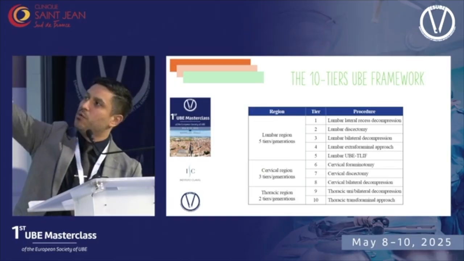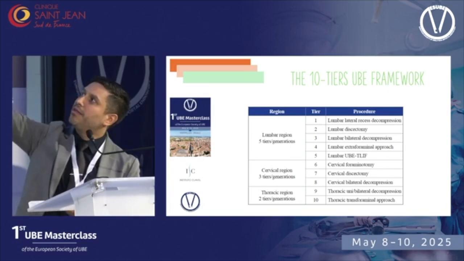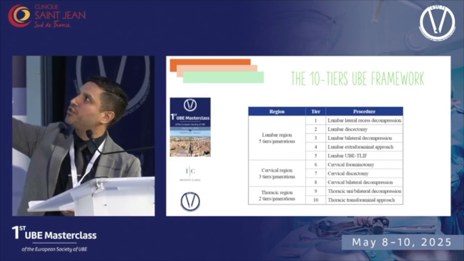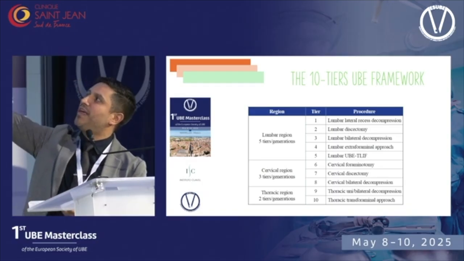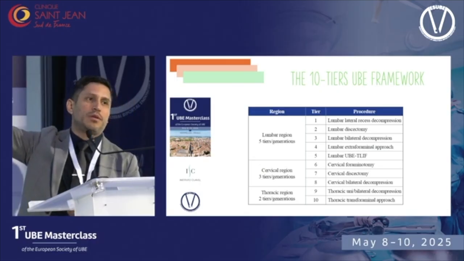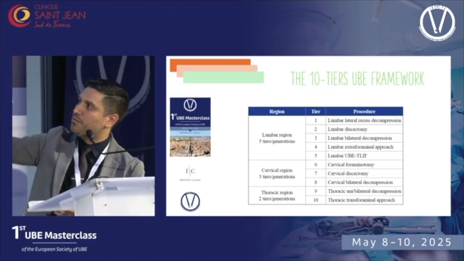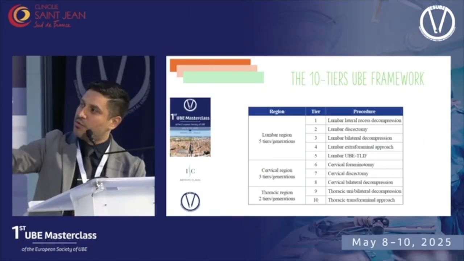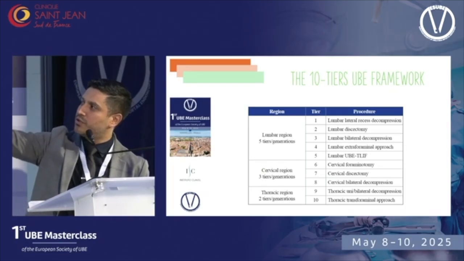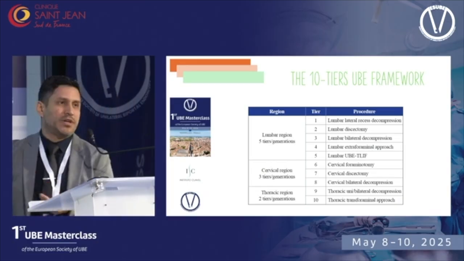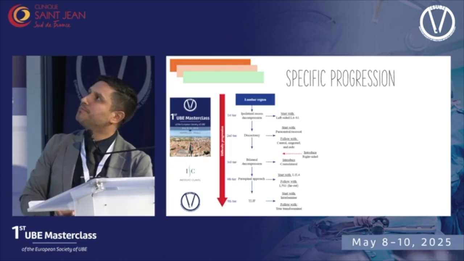So for me, it's lumbar, cervical, and thoracic. And we are going to talk about tiers or generations, okay? The first tier in the lumbar region, the ipsilateral recess decompression. Then disc herniation, then bilateral decompression, then extraforaminal approaches, and finally fusion. In the cervical region, 3 tiers or 3 generations: foraminotomy, discectomy, bilateral decompression. In the thoracic region, which is of course the most complex, first thoracic unilateral bilateral decompression and then transforaminal approaches, okay? That should be the difficulty progression.